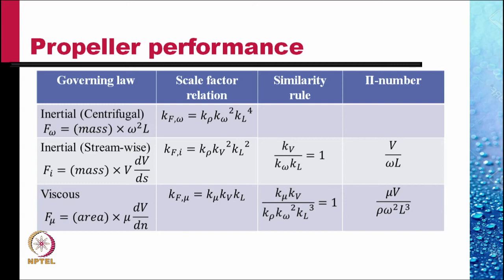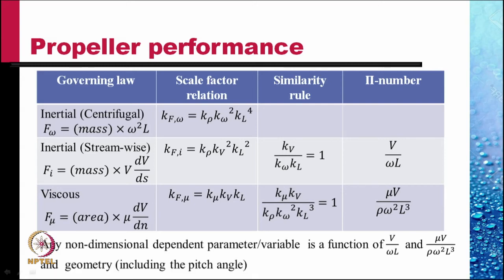The second parameter is mu V divided by rho omega square L cube. And you can see this is like a product of the Reynolds number and the first parameter that we obtained earlier. So any non-dimensional parameter or variable which is dependent should be a function of V divided by omega L and mu V divided by rho omega square L cube and the geometry including the pitch angle.